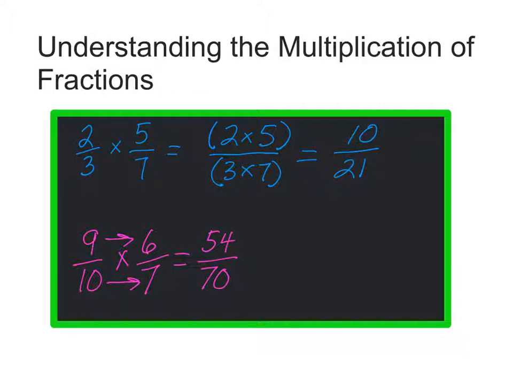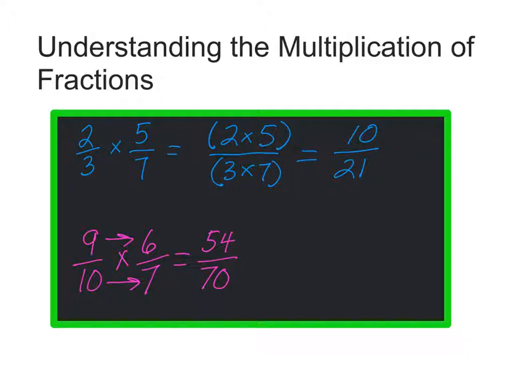Now another way to show your work is shown here with our problem 9/10 times 6/7. What you see here is you can just draw an arrow, or sometimes you don't even have to draw the arrow. You just know to multiply straight across, and you get 9 times 6 is 54, and 10 times 7 is 70. Now in this case, what I then challenge you to do is we need to start to look at simplifying.